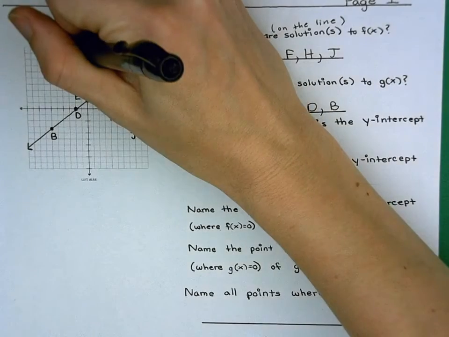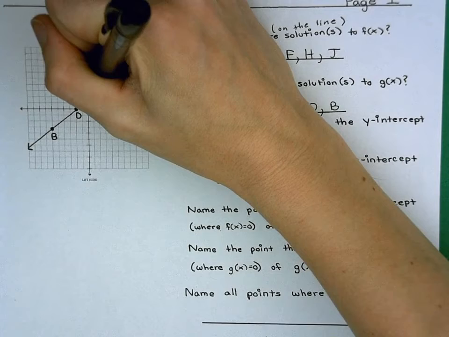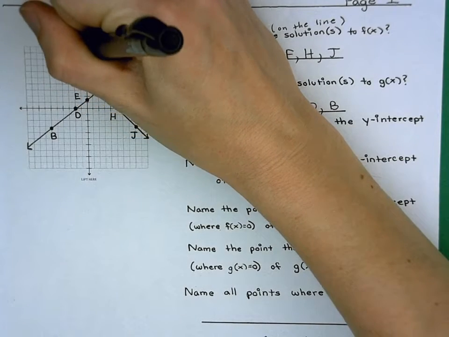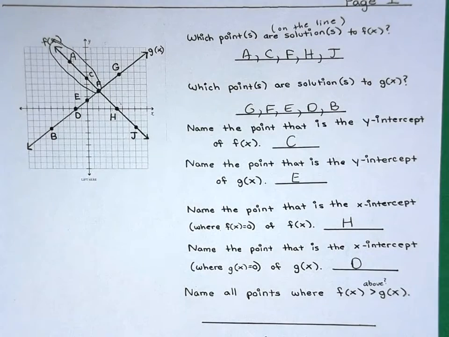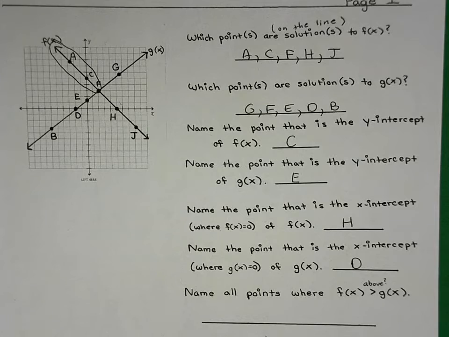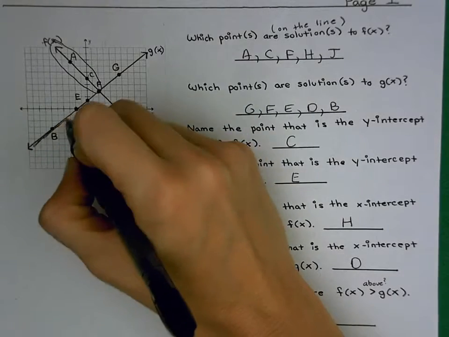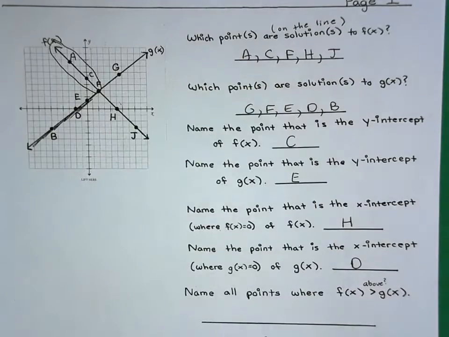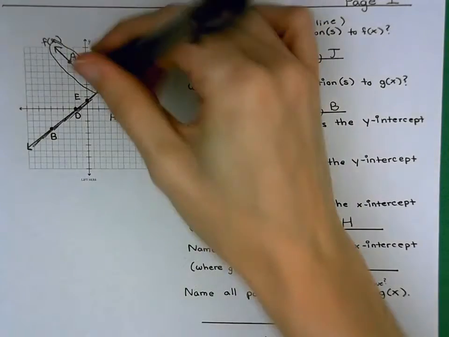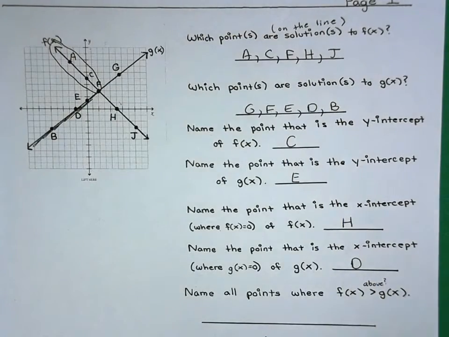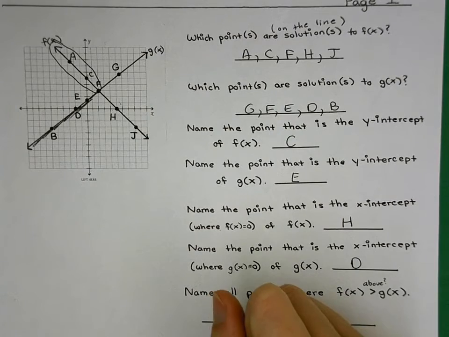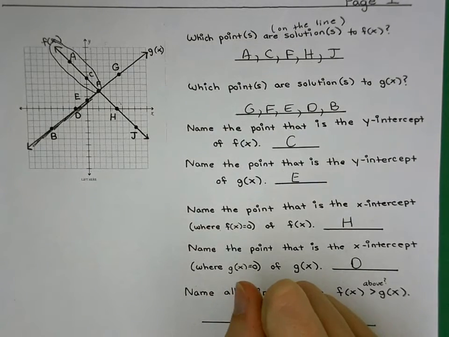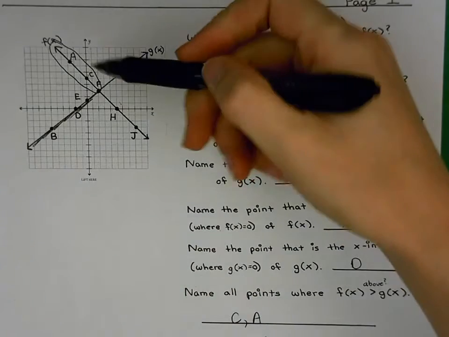Okay, and so when they're asking us where is f of x greater than g of x, they're asking for that part right there. Right? That's where f of x is above my g of x line. And the points that are on that line, or on that section, are C and A. Okay, where x is less than 2.